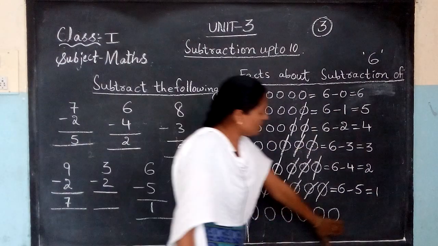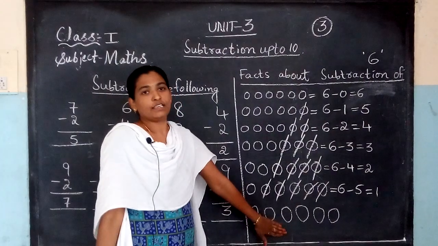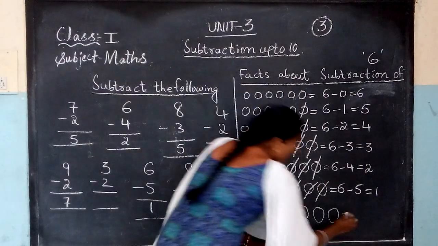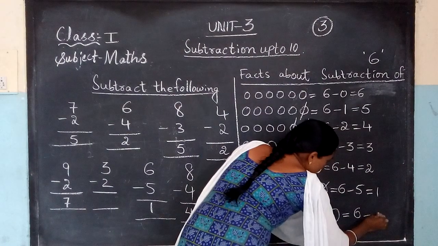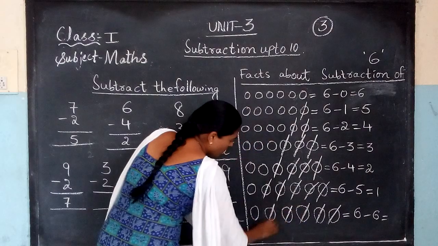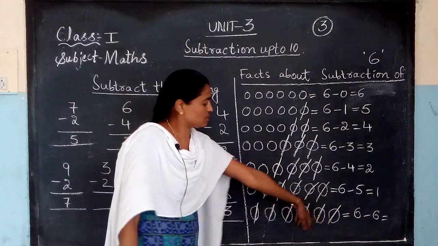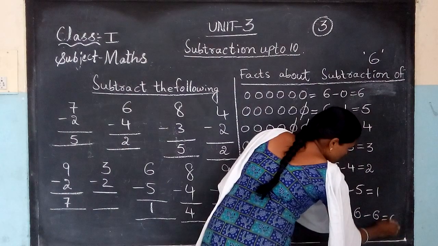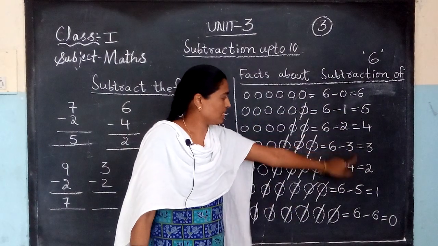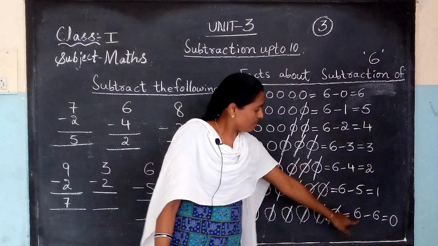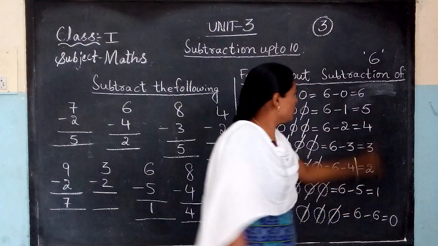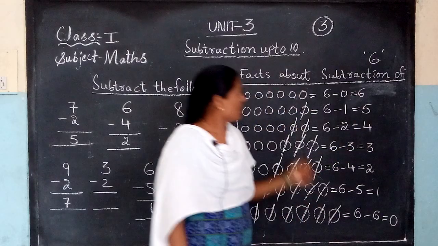Now see here. Here we are cutting all. 6 minus 6 means 1, 2, 3, 4, 5, 6. Is anything left? 6 minus 6, what did you get? 0. Now see here, children: 0, 1, 2, 3, 4, 5, 6. One is increasing order and the next one is descending order. Yes, I think you understood.